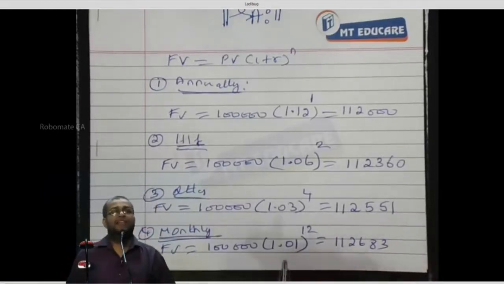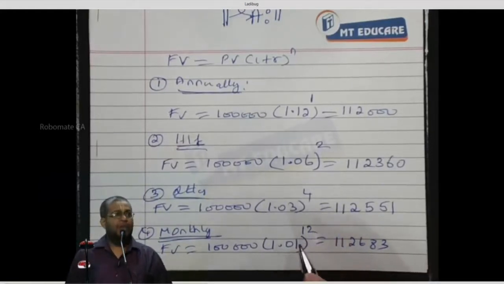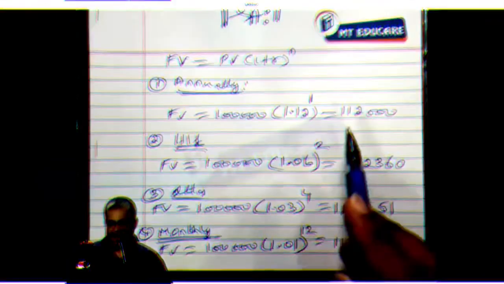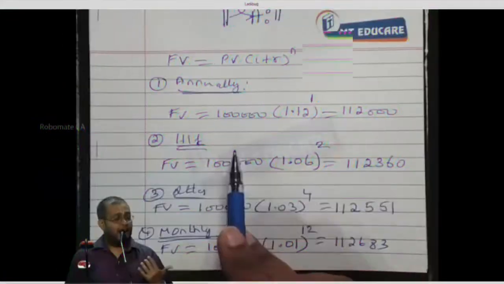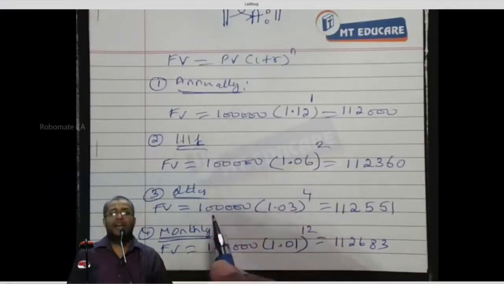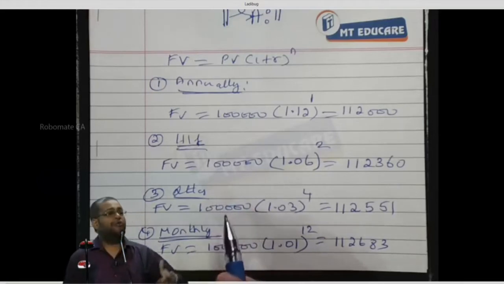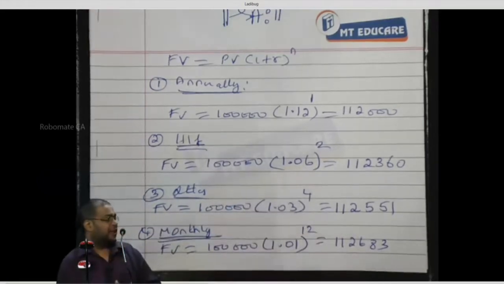Now, everybody tell me, as I compound more frequently, I am going to earn what? More maturity value. Because the interest is credited here on an annual basis, there on a half yearly basis, I get the interest on a quarterly basis, and I get the interest on a monthly basis. How frequently the interest is credited to my account is what we call the frequency of compounding. Up to this, are you following or not?